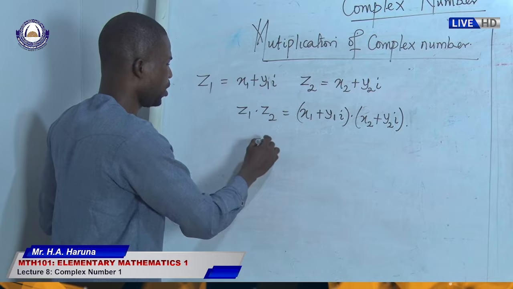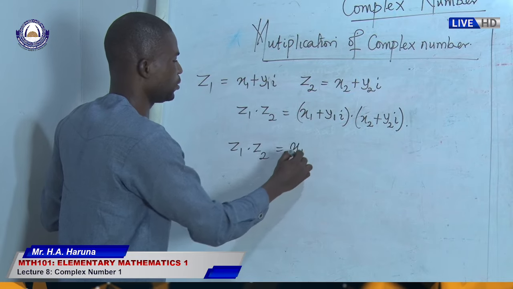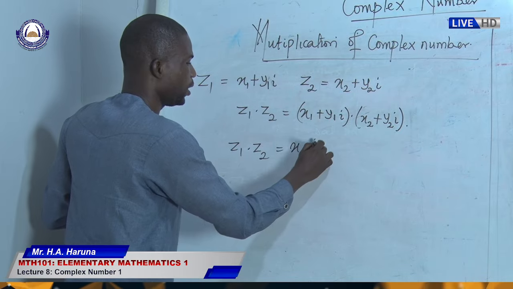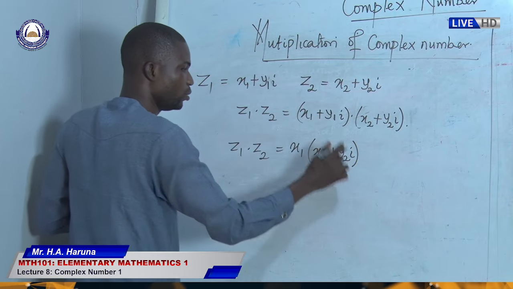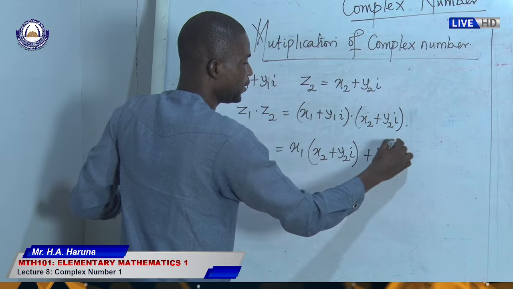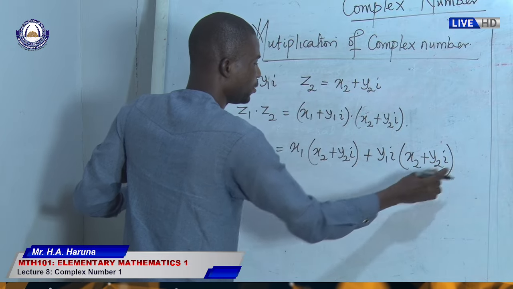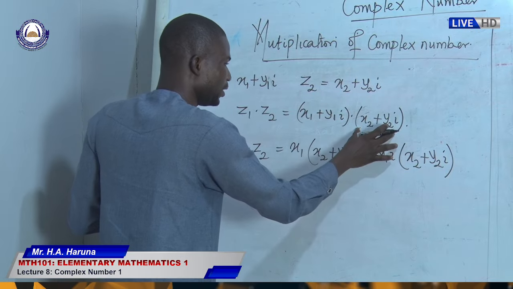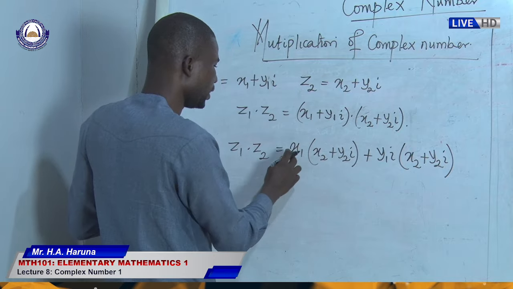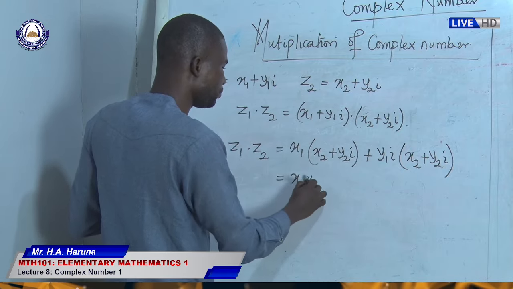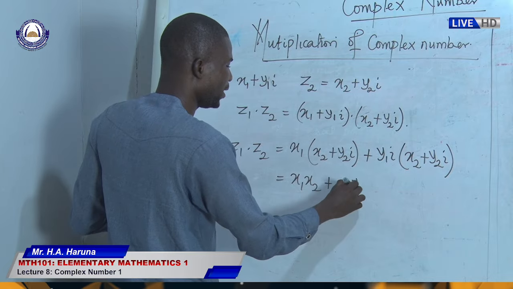Now let's say you have z1 dot z2 equals the first one, x1 distributed over this x2 plus y2 i. Then the second one, which is plus y1 i over this x2 plus y2 i. I hope this is clear enough. Distribute this over this and also this over this. That's it. Then you have x1 multiplied by x2, x1 x2, x1 multiplied by y2, so you have plus x1 y2 i. Don't forget.